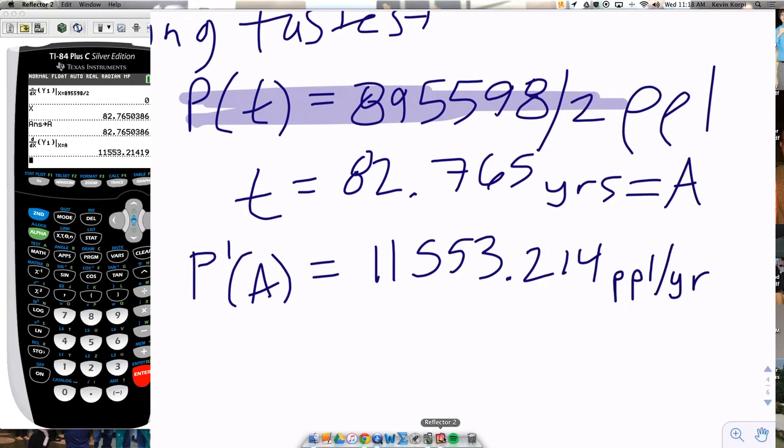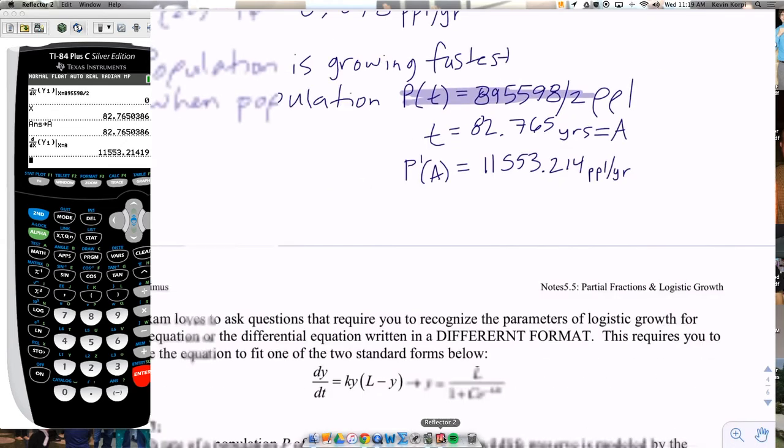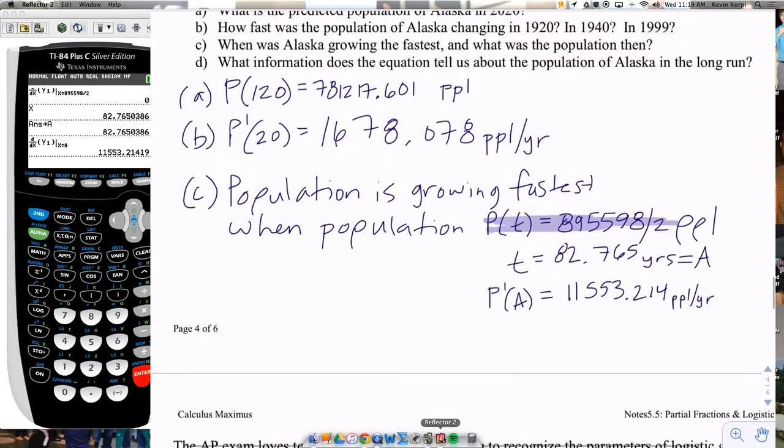So, around September 1982, the population of Alaska, according to the model, was growing at the fastest rate, which is about 11,553 people per year. I don't know if the model is accurate or not, but it'd be interesting to know what was going on in Alaska. Was that like the gold rush of 1982 or something like that? I'm not sure. Klondike 2.0 or something? Maybe so.